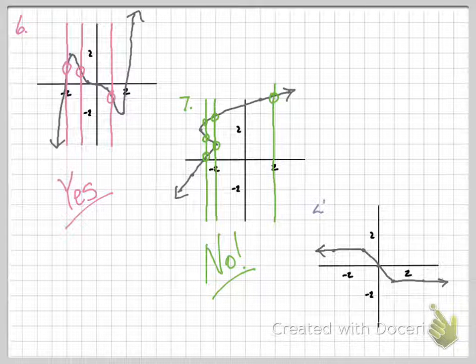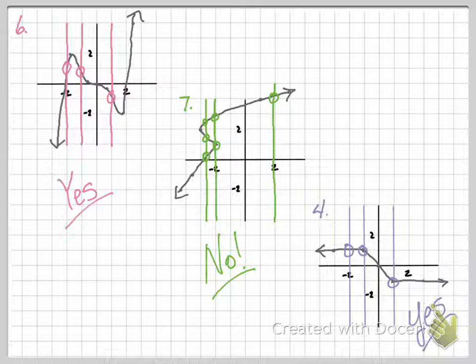Number 8. Draw my 3 lines. Each one crossed the graph just one time. So yes, this was a function. Alright, we're going to go to number 15.